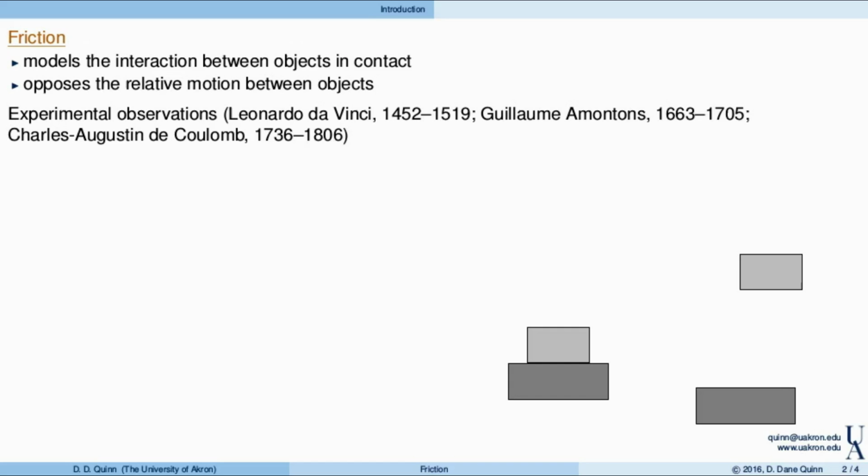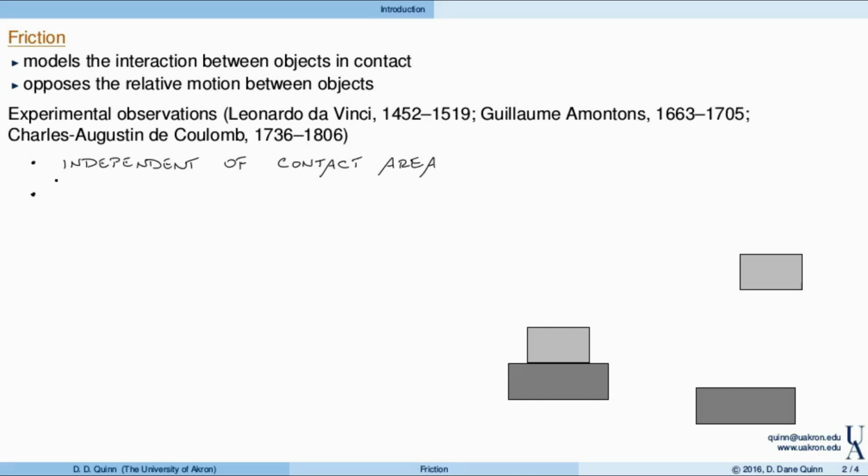Now this model, which arises from experimental observations, has a number of different features. One of those is that we assume that the model is independent of the contact area. So the amount of surface area that is in contact between the two objects does not affect the friction force. And that's one experimental observation that has been observed.